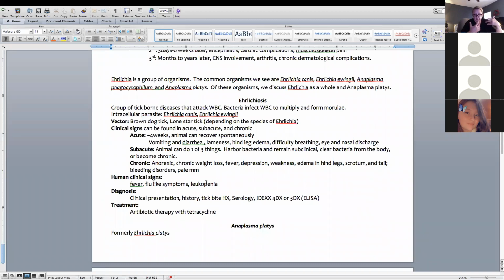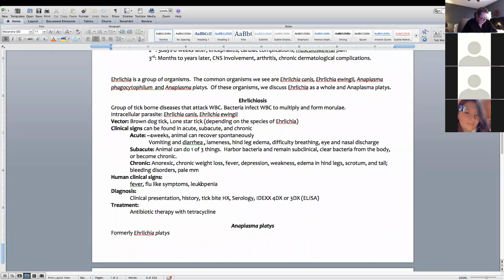Now, anytime an animal is leukopenic, or you have low white blood cells, remember white blood cells fight various infections. So sometimes they feel depressed, they have a fever, when they're fighting this and it's consuming the white blood cells, other things are opportunistic. So that kind of makes them feel down and out.